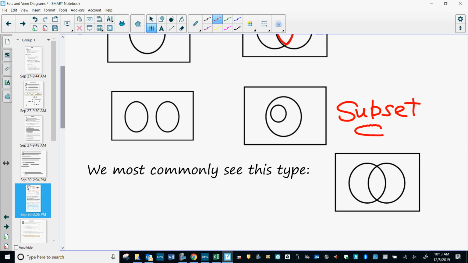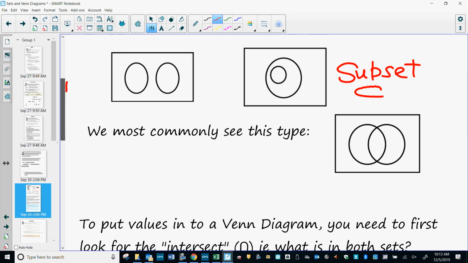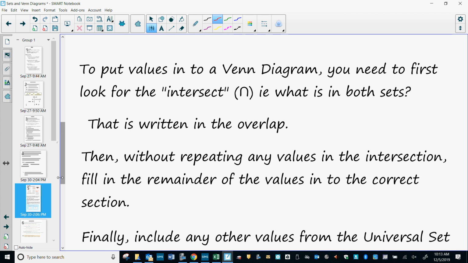As I said, there are lots of different types. Sometimes there are even three groups, so there are three circles that generally overlap. The most common that we're going to see is the two groups, so that's what we're going to focus on mostly. To put values in a Venn diagram, first of all you need to look for the intersect.